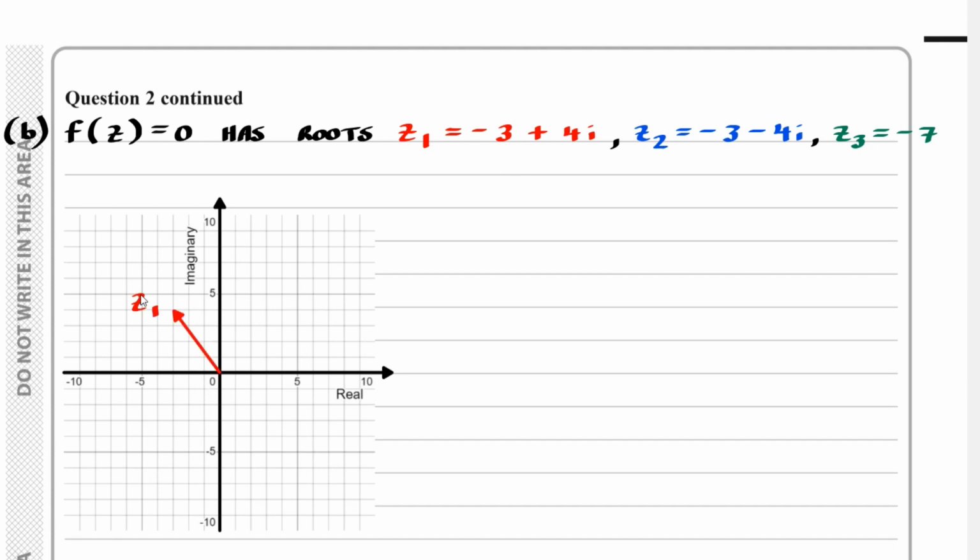We have z1 shown here, negative 3 along the real axis, 4 up in the imaginary axis. We then have z2, negative 3 along the real axis, and 4 down the imaginary axis. And then we have z3, which is just negative 7 along the real axis. So here is our Argand diagram, and here are our roots represented on the Argand diagram.